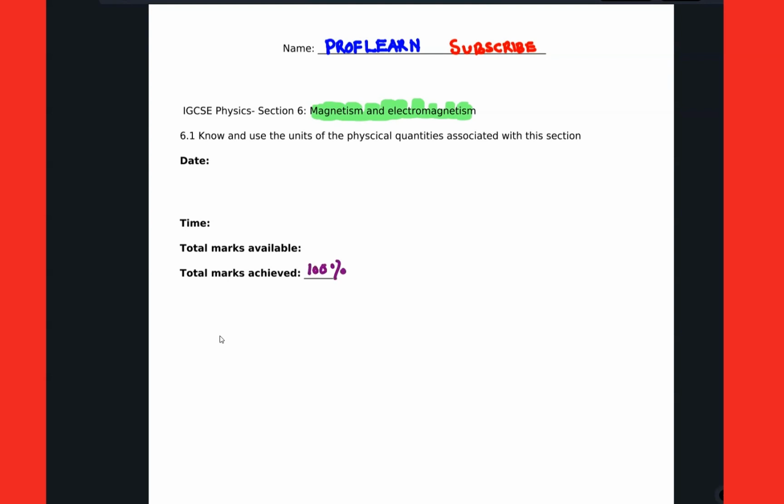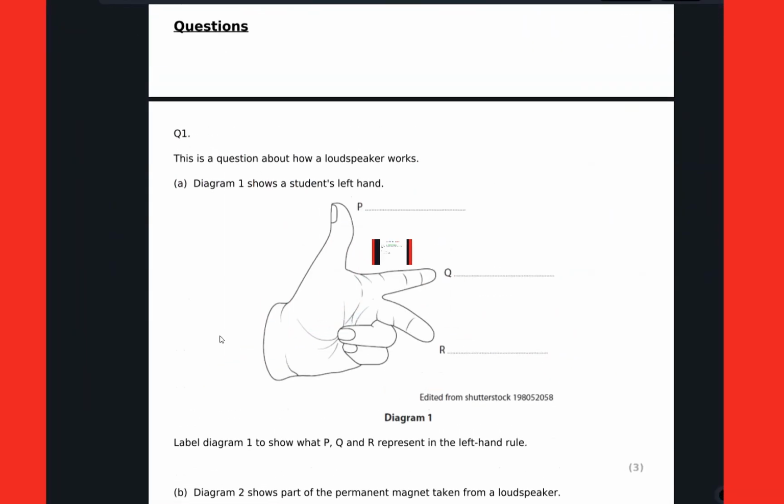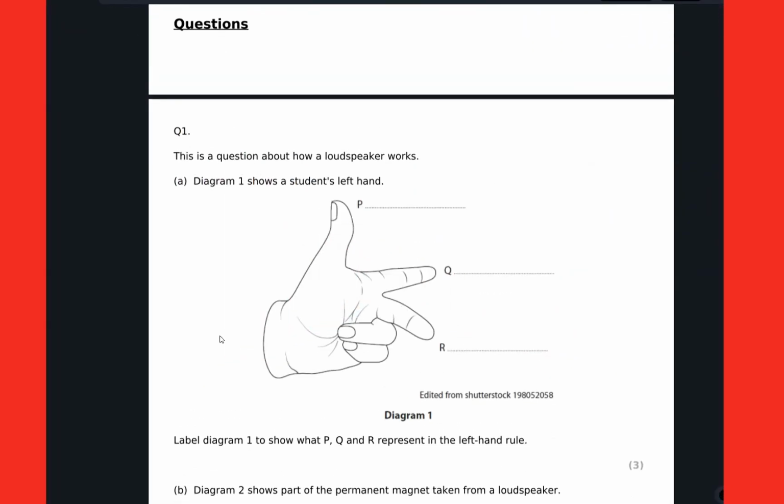The thumb indicates the direction of the force. We also have the first finger, which represents the direction of the field, and the second finger represents the direction of the current.